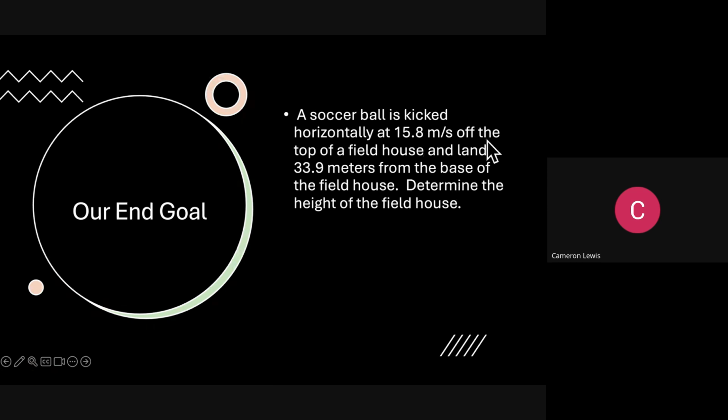So that's where our end goal comes to really being at this question, to be able to say, how can we answer this one? A soccer ball is kicked horizontally at 15.8 meters per second off the top of a field house and lands 33.9 meters from the base of the field house. Determine the height of the field house. This is a kinematic equation type problem, right? Actually, a projectile too, but using what we learned in the first unit, we should be able to do this. But this is going to require us to understand vectors and vector components, right?